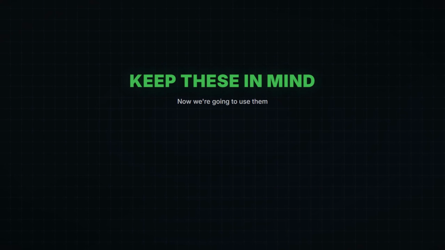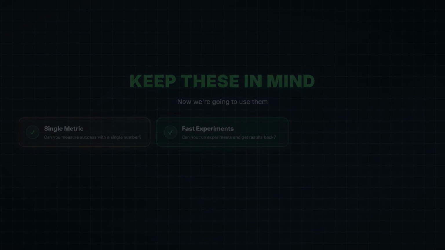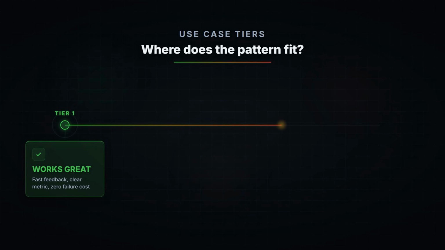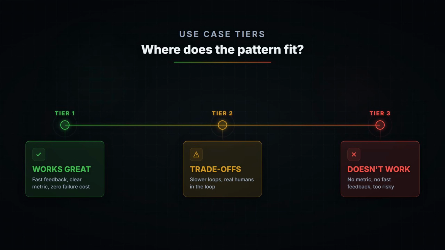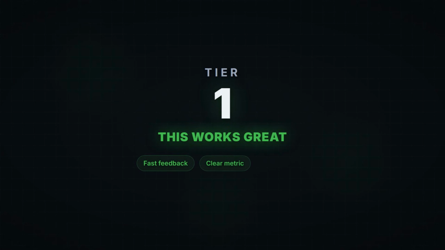Keep those 6 questions in mind because now we are going to use them. Alright, let's go through the use cases everyone has been talking about. I've sorted them into 3 tiers based on how well they fit the pattern. Tier 1. This works great. These are the use cases where the loop runs fast, costs almost nothing, and everything is measured objectively. There are 3 use cases in this tier: trading strategy backtesting, code performance benchmarking, and compiler optimization.